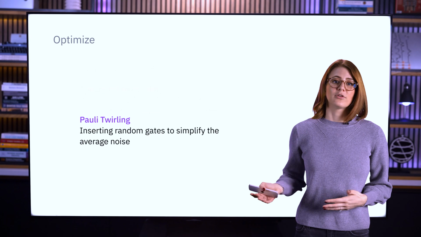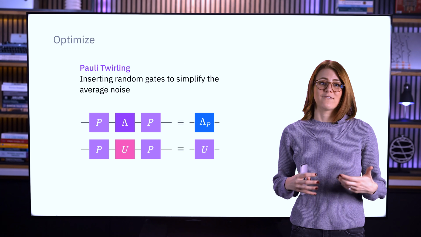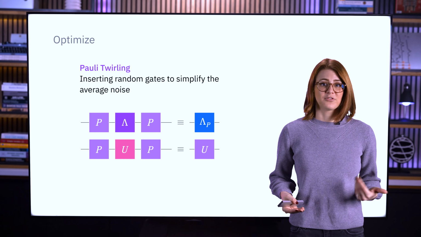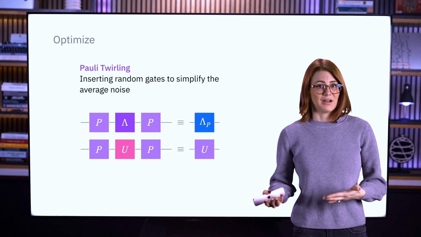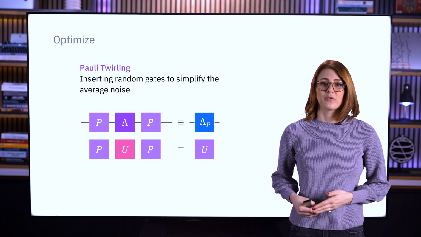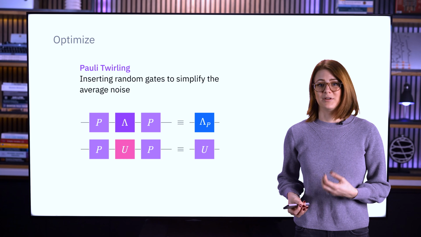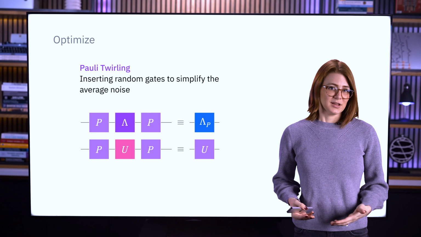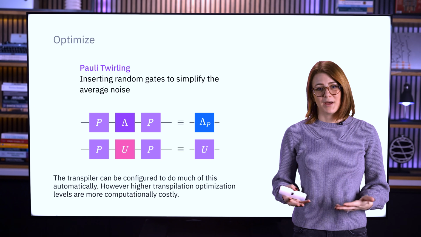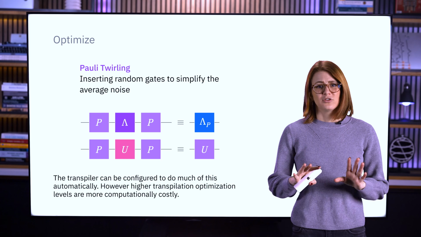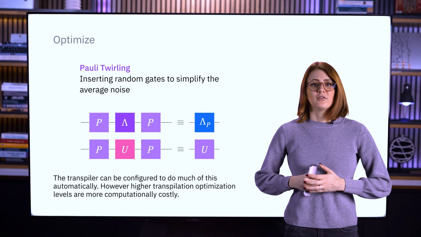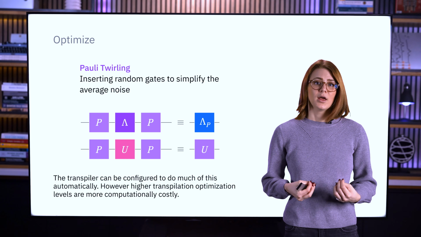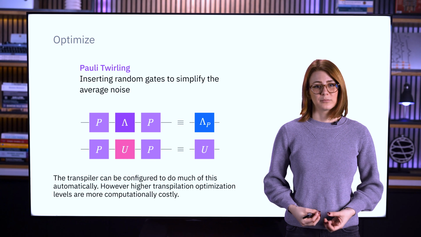Pauli twirling is a way of inserting random gates to simplify the average noise. The randomness helps prevent the effects from different errors from building up as fast, and also makes the noise easier to characterize. Now, this method also forms the basis of an error mitigation technique, and we're going to be discussing that later. Again, there's a lot of information here, and don't worry if it doesn't all sink in immediately. Luckily, a lot of this can be done automatically using the Qiskit transpiler. Transpilation can be tricky though, but it is such a crucial step to achieve utility at scale that it requires a lot of trial and error in order to be mastered and obtain the best results.